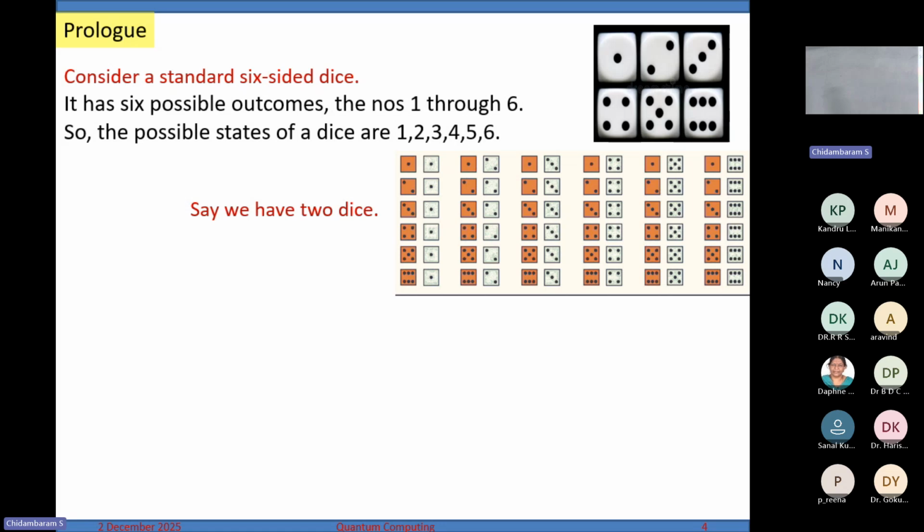Imagine now I am having two dice. If I am having two dice, then what happens? These are all the possible states, from 1 1 to 6 6, right?